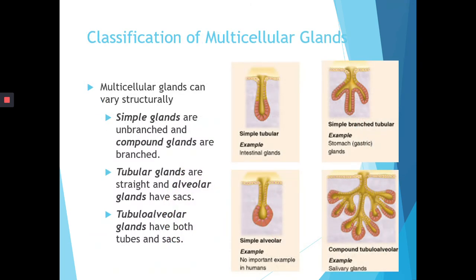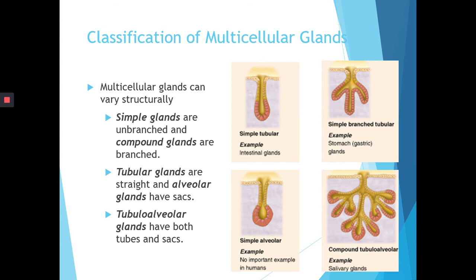We also see other ways of classifying glands. Multicellular glands can be classified in a number of different ways, and you can see this in your book on page 125. Simple glands are unbranched, and compound glands are branched. Simple glands are kind of tubular here, while compound glands are more branched out, with a lot of different branches. These are different in their structural design. We have tubular glands, which might be straight, alveolar glands, which form sacs, and tubuloalveolar glands, which have both tubes and sacs.